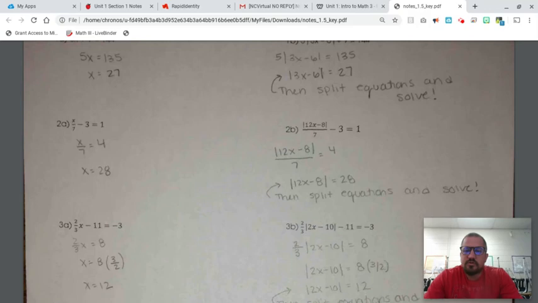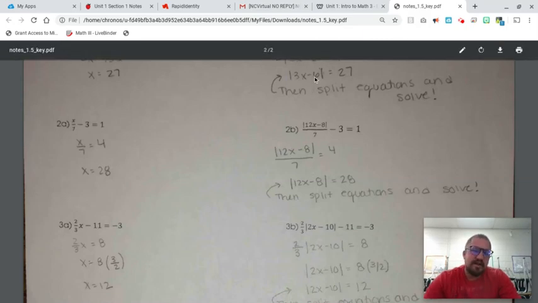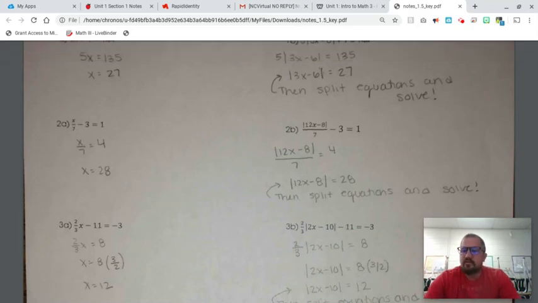In question number 2, we would add 3 because it's further away. That will give us 4. Then we would multiply by 7. And now we have the absolute value bars by themselves, which is the absolute value of 12x minus 8 is equal to 28. We would then split them up and solve. So the goal here is we're trying to get the absolute value by itself. That means it's the only thing on the left side of the equation. And then we're going to go through how you solve one in just a minute.